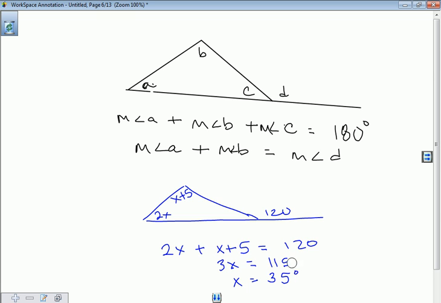So x equals 35? 35 times 3 is 105. I didn't do that right. It's 115 over 3. That leaves me 25, so that would be 8 and a third. That's ugly. There we go. That's better.